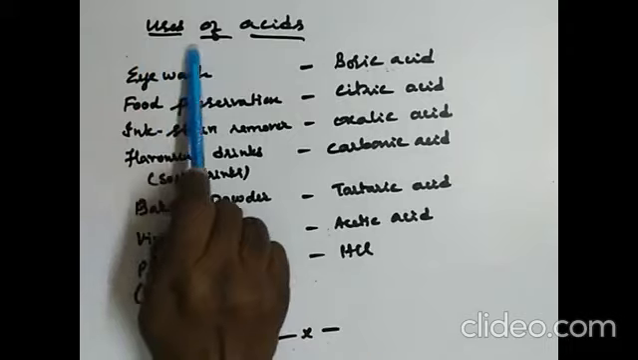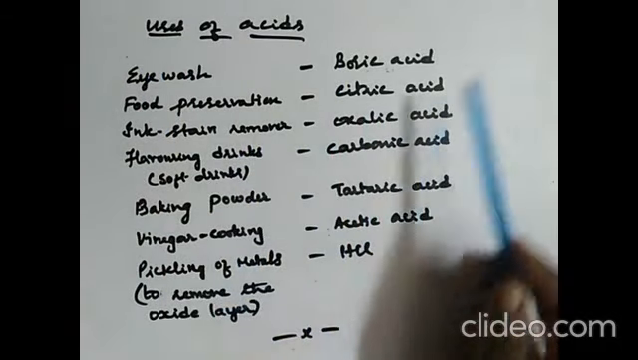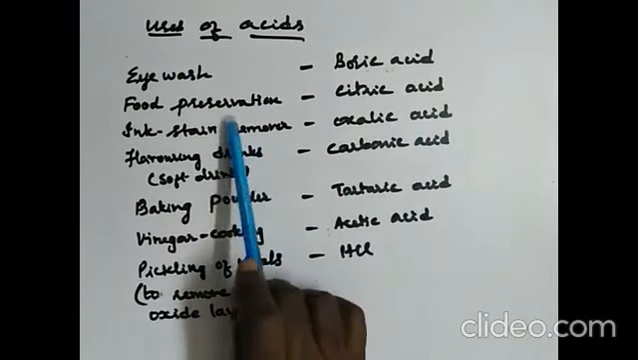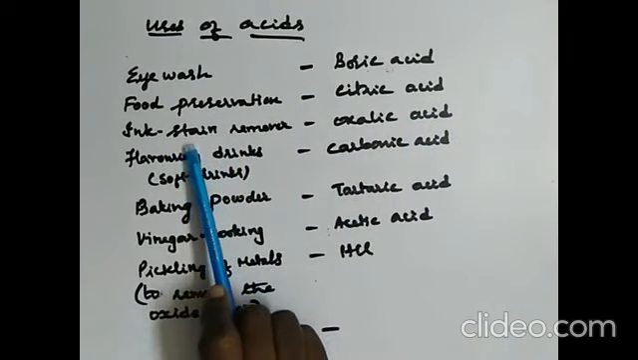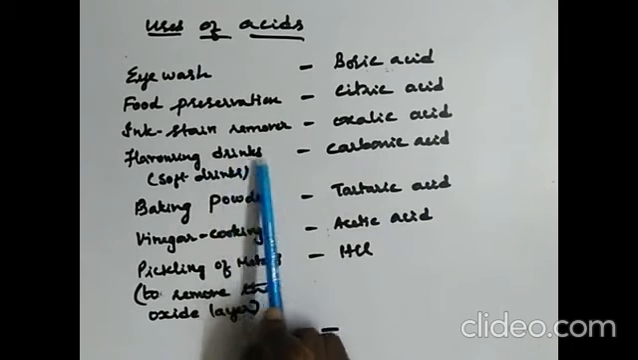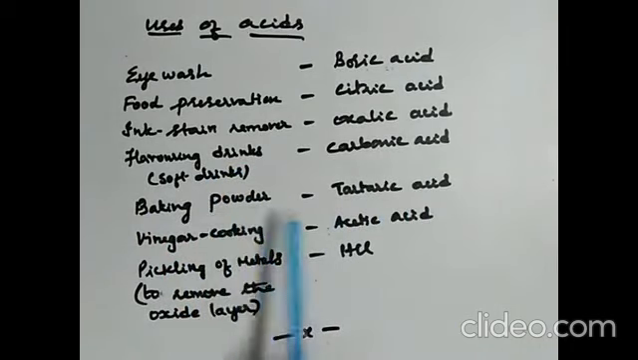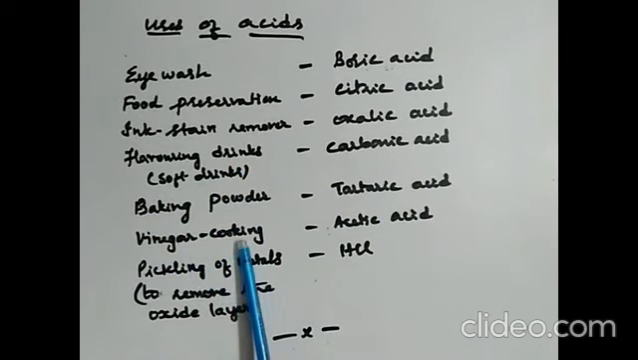The next is uses of acids. Various acids are used for various purposes. Boric acid is used as an eye wash. Citric acid is used for preserving food. Oxalic acid is used to remove ink stain. Carbonic acid is used in soft drinks, which is flavoring of drinks. Tartaric acid is found in baking powder, and acetic acid is found in vinegar, which is used for cooking.